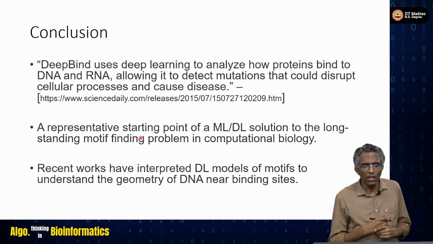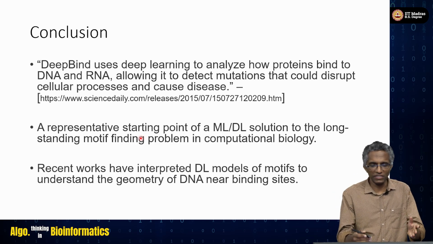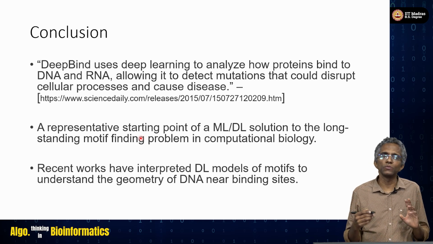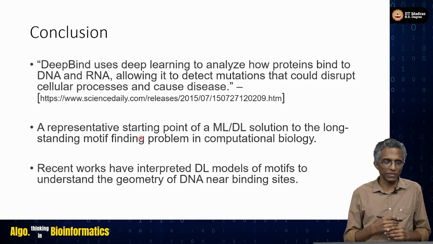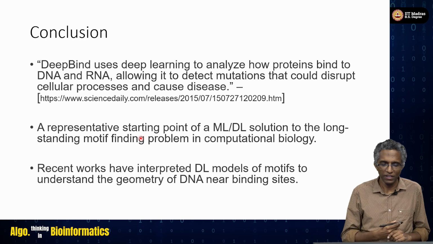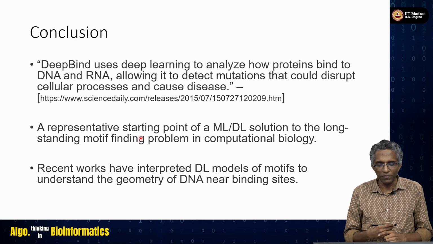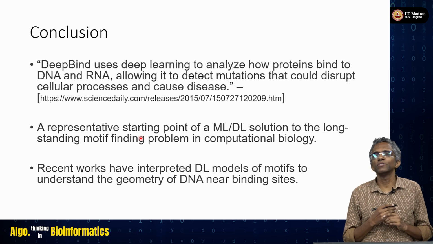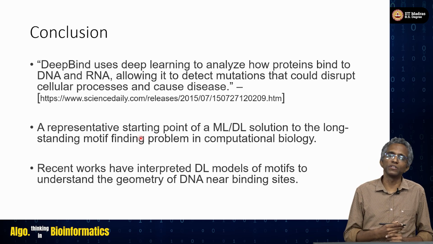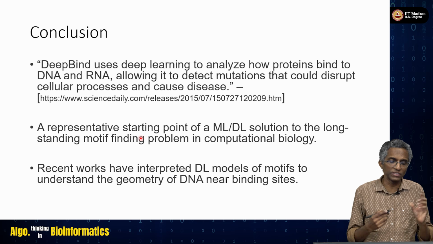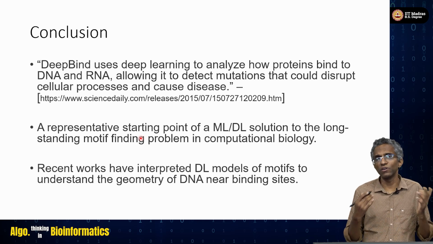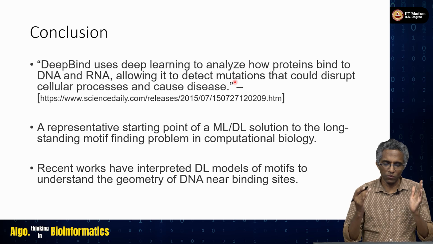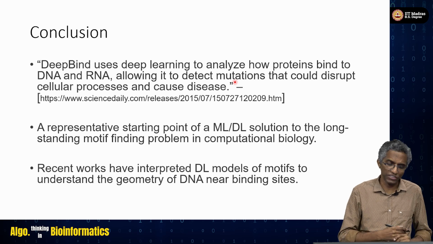Okay. So, to conclude, just citing from the paper, DeepBind uses deep learning to analyze how proteins bind not only to DNA, such as in transcription factors, but also RNA, in terms of RNA binding proteins, allowing it to detect mutations at this fine grained level, positions of motifs and positions within those motifs, that could disrupt cellular processes and cause disease. So, this is a nice summary of what is in this paper and what we have seen in this session.